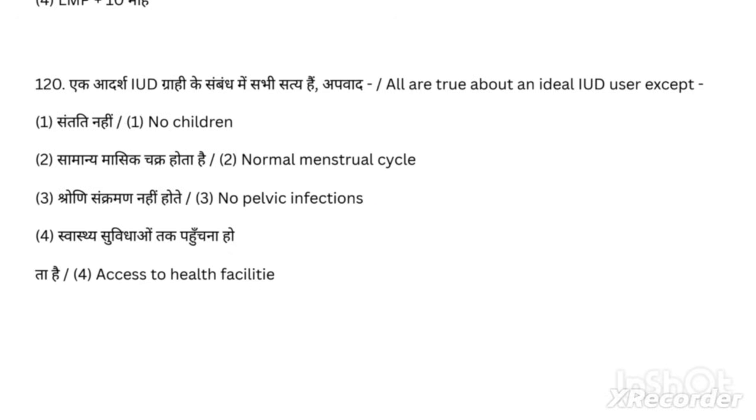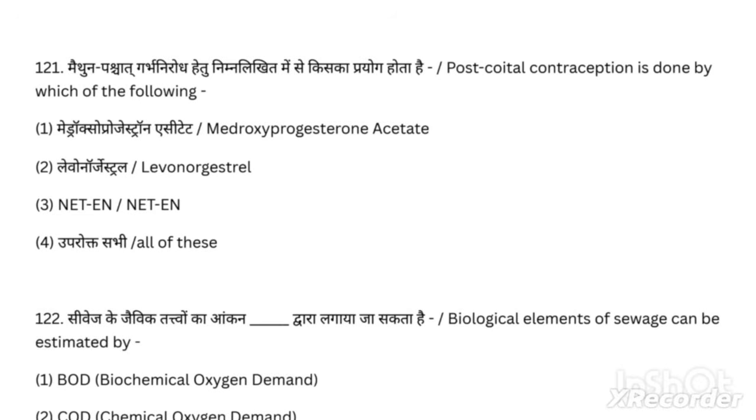Next question is, postcoital contraceptive is done by which of the following? So the correct answer is levonorgestrel. Levonorgestrel is an emergency contraceptive pill taken within 72 hours after unprotected sex. It is also known as morning after pill, and it inhibits ovulation and fertilization. Some examples are I-pill and Unwanted 72.